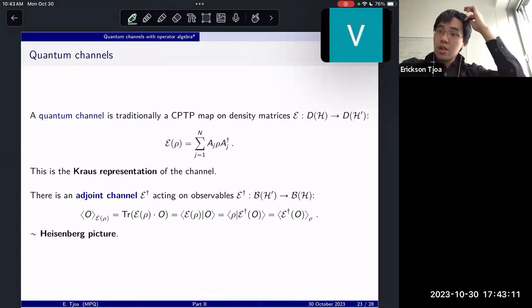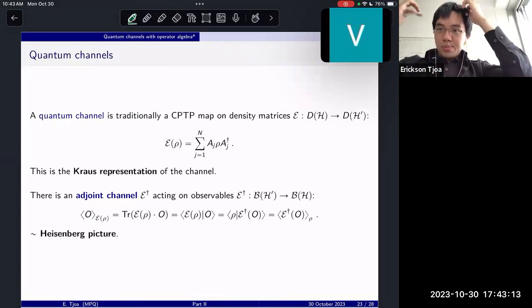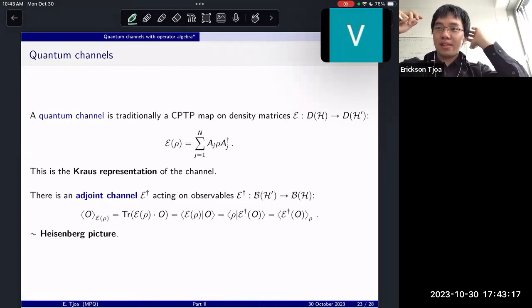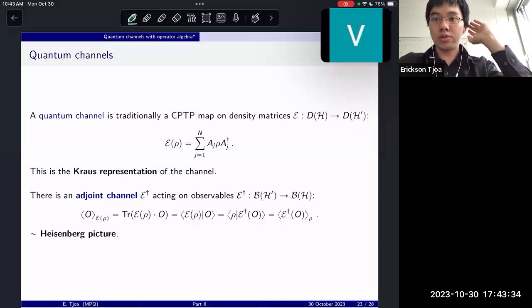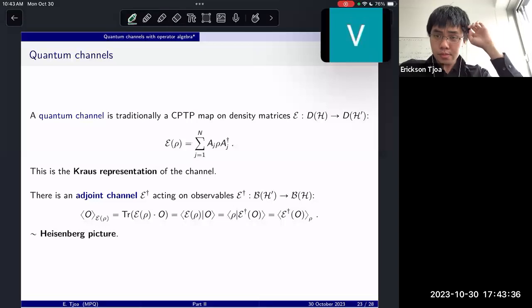Converting to operator algebraic language is really only as useful as being able to work with it the way we think about the Heisenberg picture. So we want, for example, to think about quantum channels in terms of the Heisenberg representation. A quantum channel is traditionally a completely positive trace preserving map from density matrices to density matrices. You might be familiar with what we call the Kraus representation of the channel.